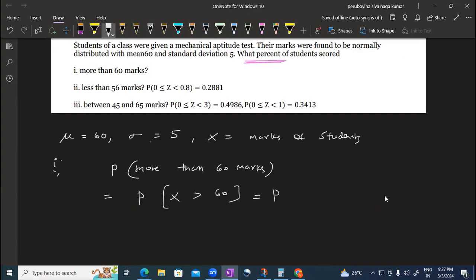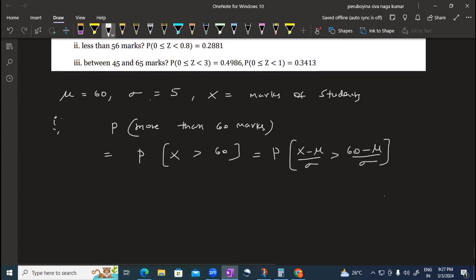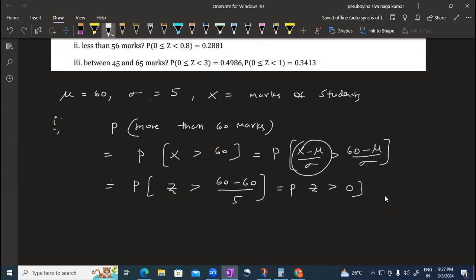So that is equal to P of, in the place of x, you have to do x minus mu by sigma. The same thing you have to present on the right side also: 60 minus mu by sigma. And the mu value, these values, x minus mu by sigma will be Z. Z greater than (60 minus mu is 60) by sigma, which is 5. So that is equal to the probability Z greater than 60 minus 60, which is 0.